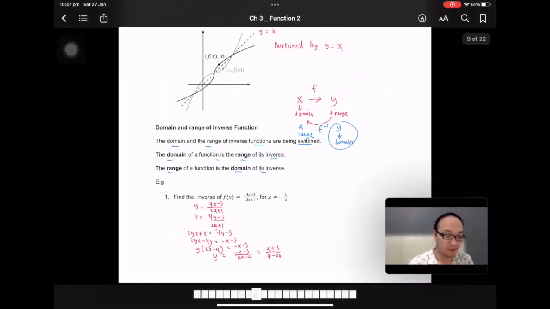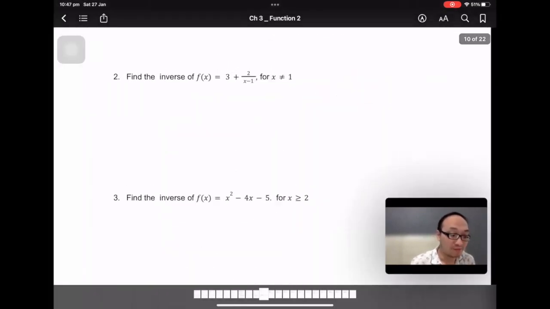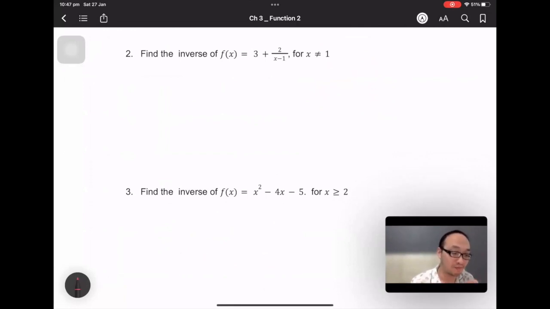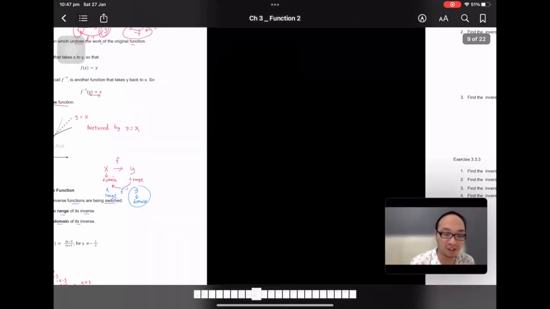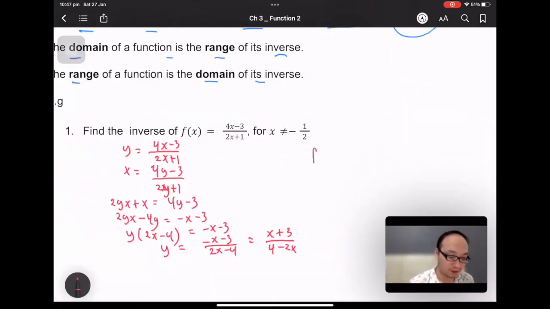So that's the inverse function. Second, find the inverse of this. So again, this is y. Oh, we have to write the notation. So that means f inverse x equals x plus 3 over 4 minus 2x.